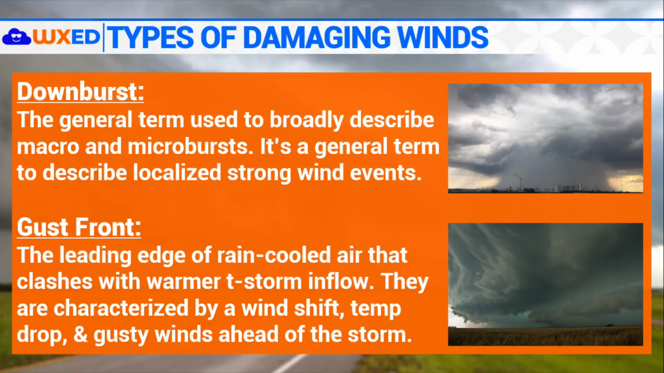Now we have a downburst. This is the general term that is used to broadly describe macro and microbursts. It's a general term to describe localized strong wind events.